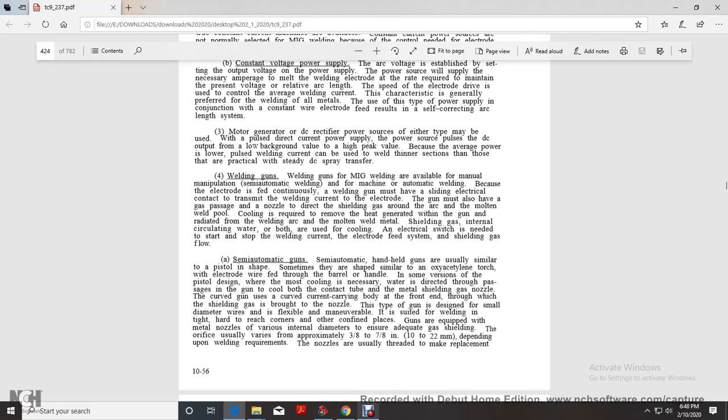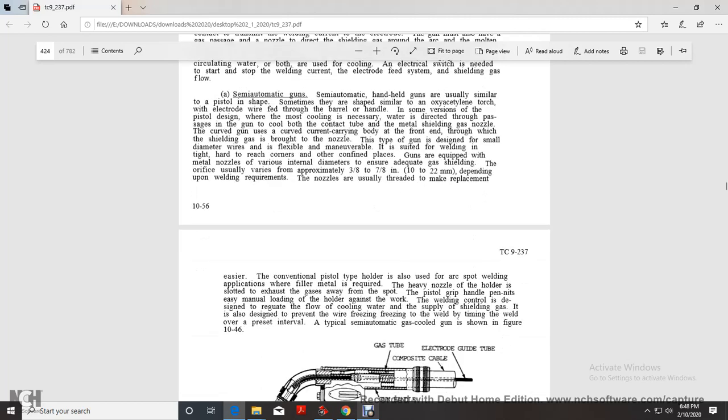The gun is equipped with a metal nozzle with various internal diameters to ensure adequate gas shielding. The orifice usually varies from approximately 3/8 of an inch to 7/8 of an inch depending upon the welding requirement. The nozzle is usually threaded to make replacement easier.